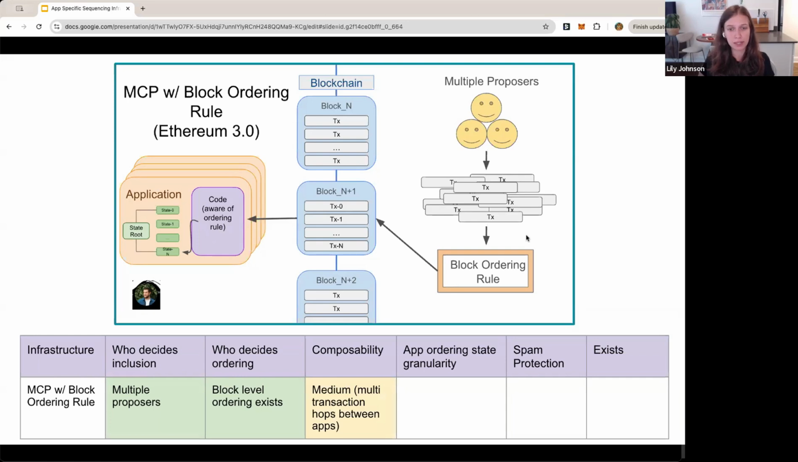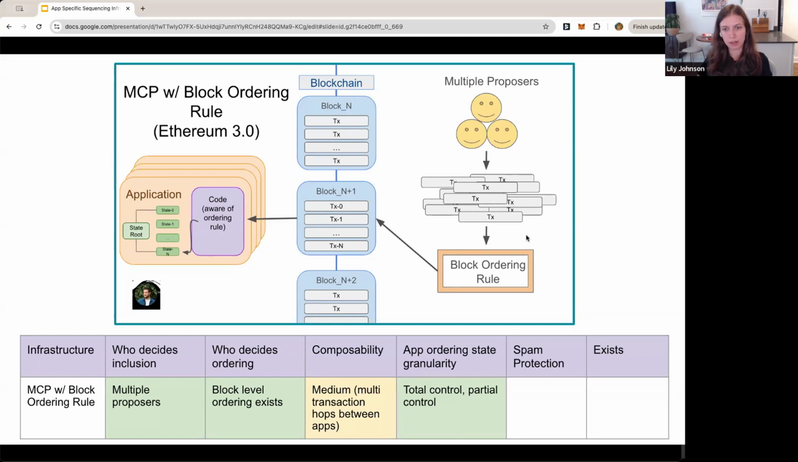In terms of composability, depending on how the block ordering rules are implemented, it is possible that the signal you use to express ordering to the application could be conflicting between applications, meaning that, again, you might need multiple transactions to hop between applications.